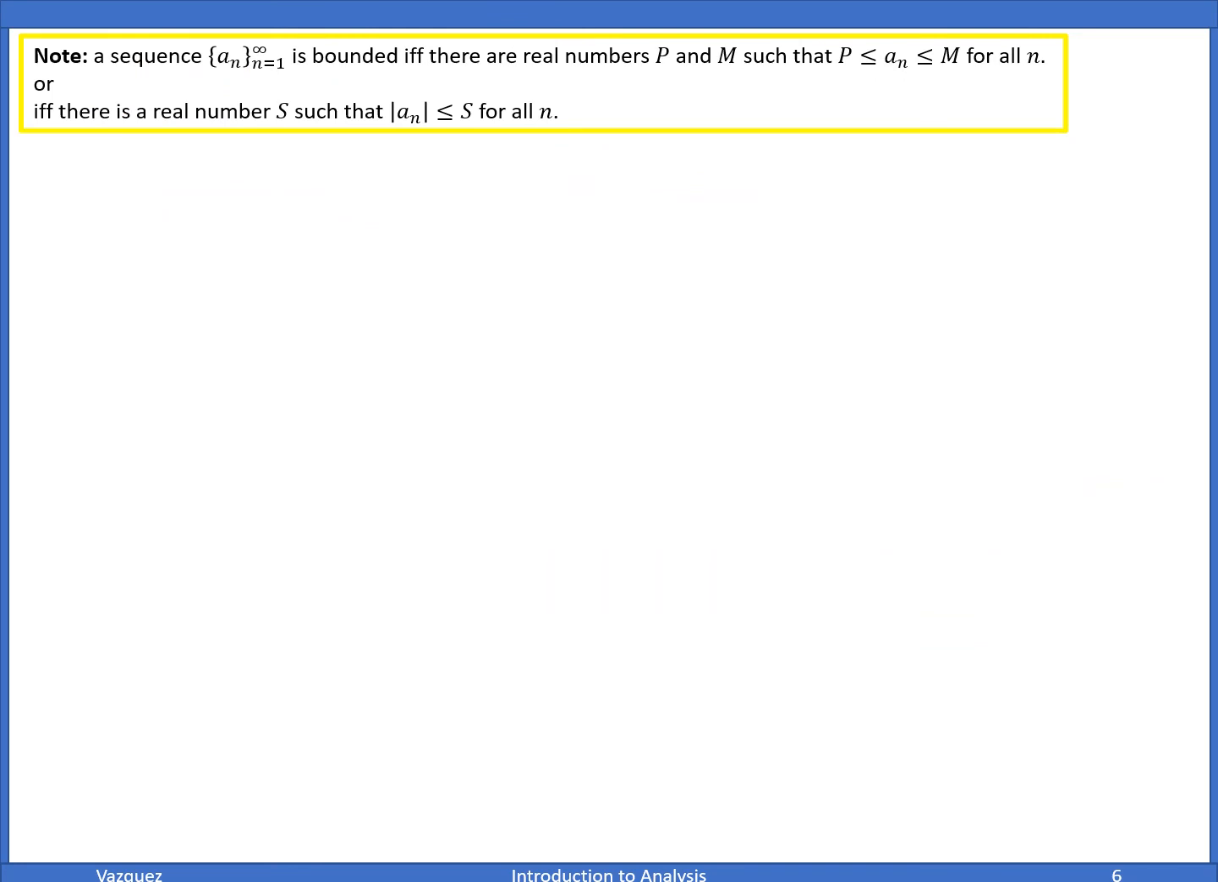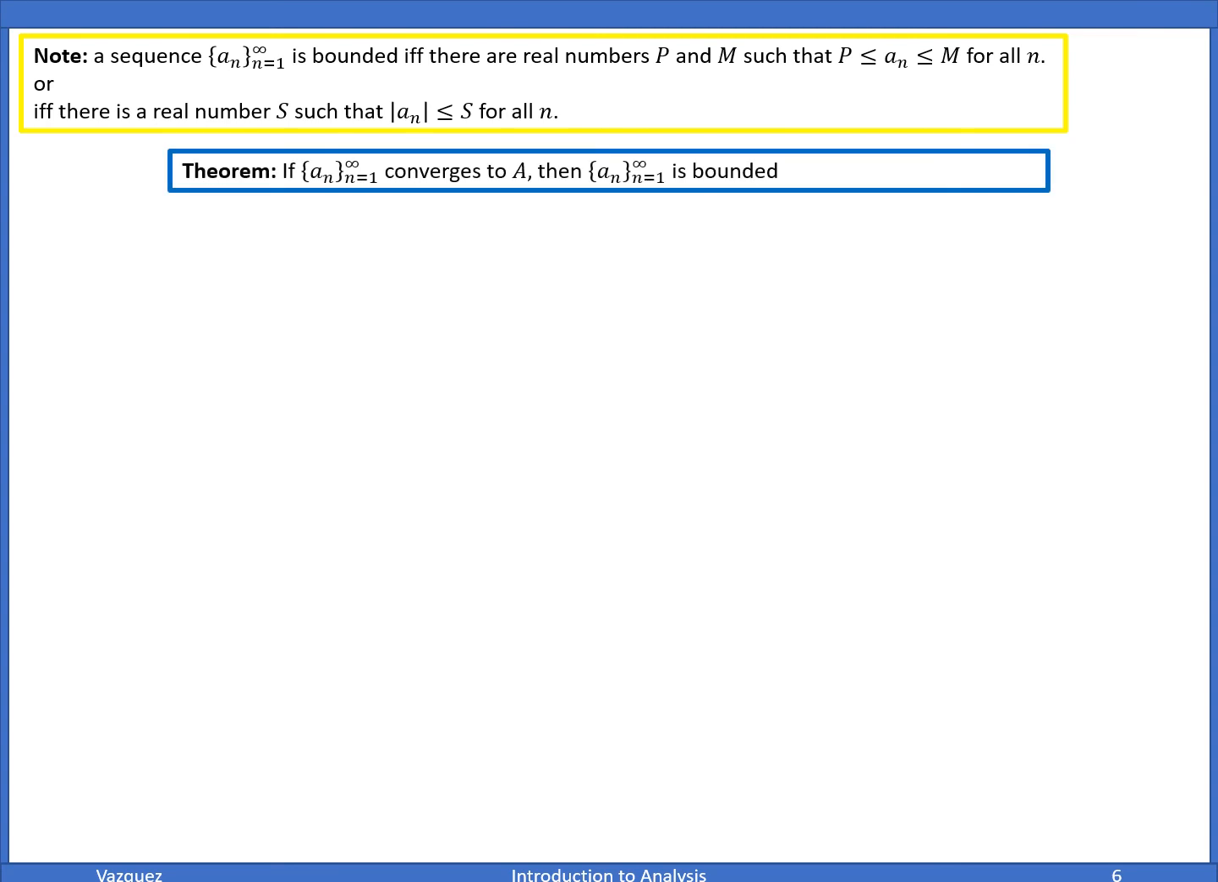And before we move on, we just want to note, and I may not have said this before, but yellow boxes is something we're going to note, or a remark, something to keep in mind. So it says a sequence A sub n is bounded if and only if there are real numbers, p and m, such that all the terms of the sequence are within that interval, as you can see, that closed interval, for all n, so all the points. And that's a different way of saying if and only if there's a real number s, such that the absolute value of the points of the sequence are less than or equal to that s for all n.